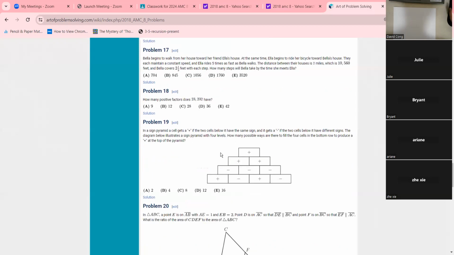That's something you're going to see a lot with AMC. They really like that question. So you want to remember that's how you count the total number of factors.